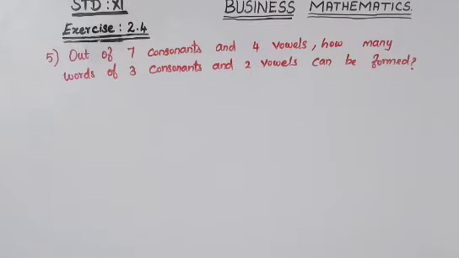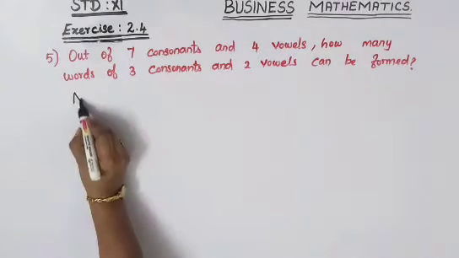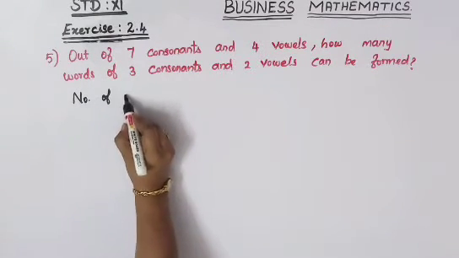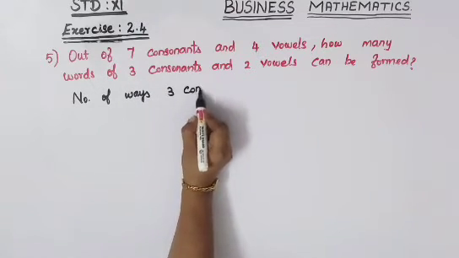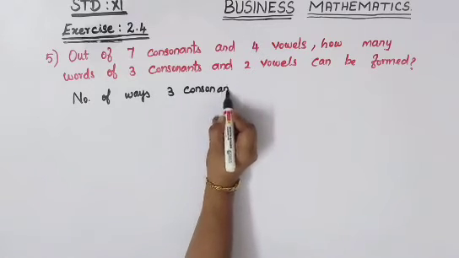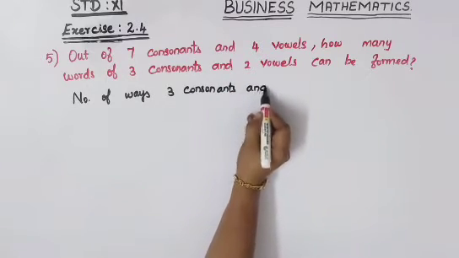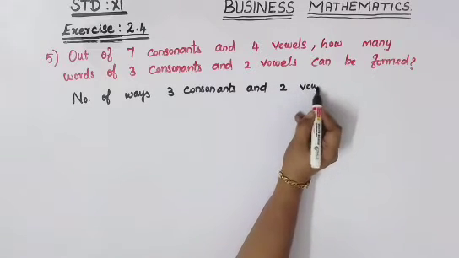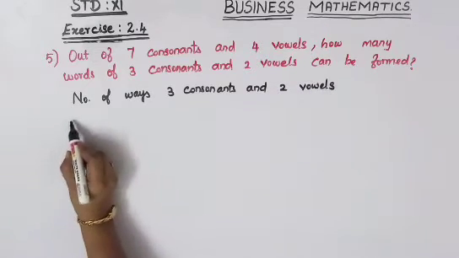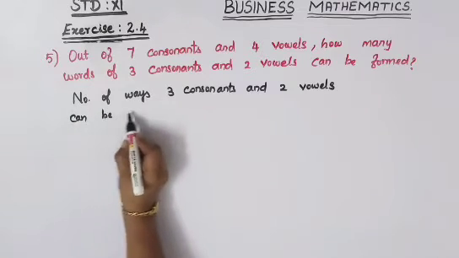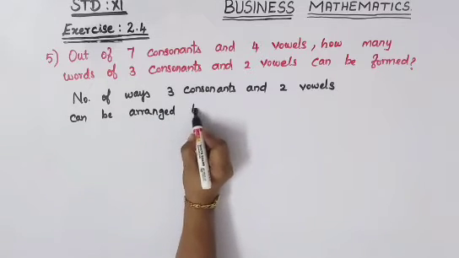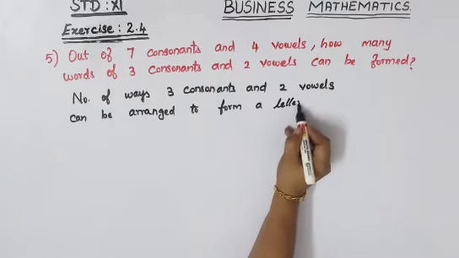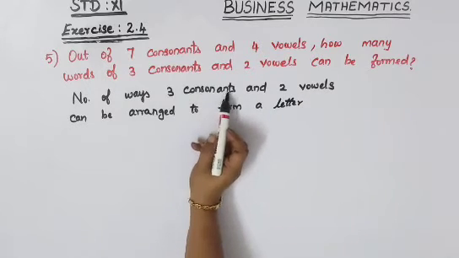Okay. So first we'll go to the permutation, that is how many ways you can arrange your letters. We'll just find it. Number of ways 3 consonants they've asked, so 3 consonants and 2 vowels can be arranged to form a word. That is, they have given 3 consonants and 2 vowels.